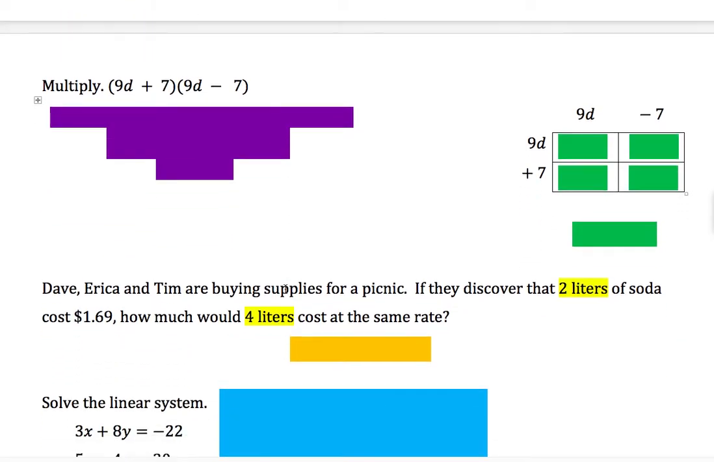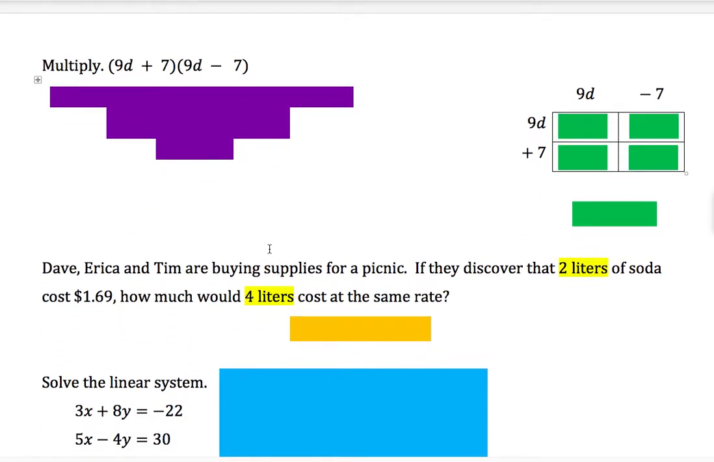All right, next problem. We need to multiply two binomials together, and there's two ways we can do this. We can either FOIL it or we can box it, and I'm going to show you both ways. So to FOIL, you have to multiply the first terms, 9d times 9d. And then we're going to add the first term multiplied by the last term, or the two outside terms. That's the O part of FOILing.